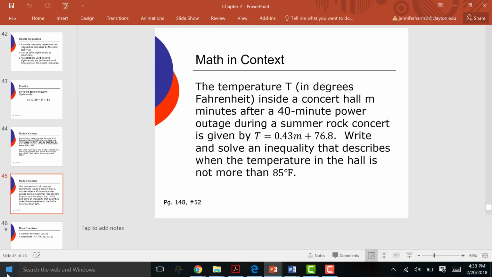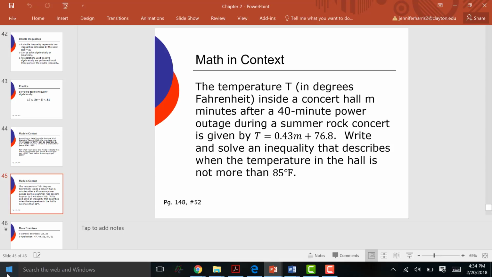So I want to make sure, are we going to need to use the inequality that they gave us, that T equals 0.43M plus 76.8? Are we going to need to use that? Yeah. Okay, all righty. So let's use it. I'm going to write that on the board first. So here is 0.43M plus 76.8. Now what's the M again?